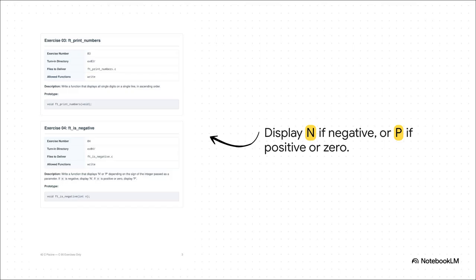You need to evaluate the integer n. You'll need to use conditional branching logic, like if-else statements. If n is strictly less than 0, you use your ft_putchar function to write N. But here is the trap so many students fall into, the number 0. The instructions explicitly state that if n is positive or 0, you display P. Always pay attention to those edge cases.